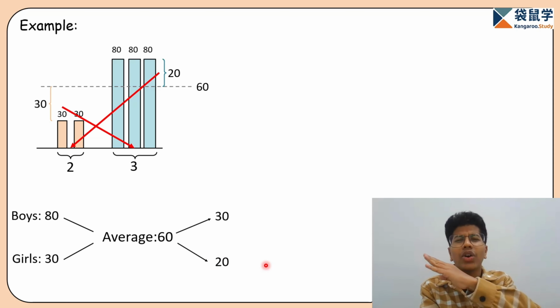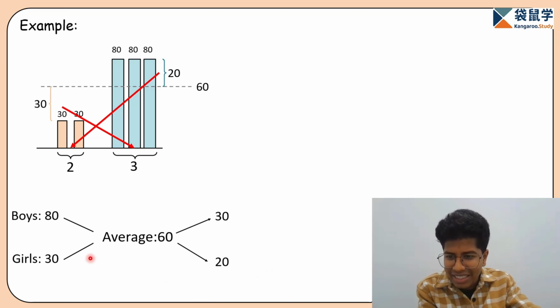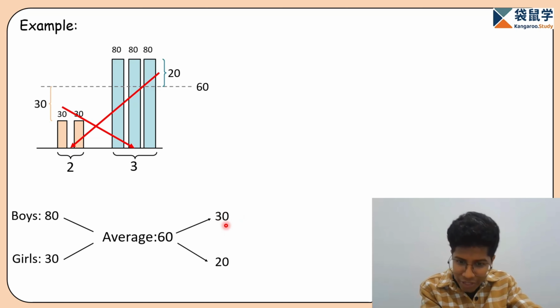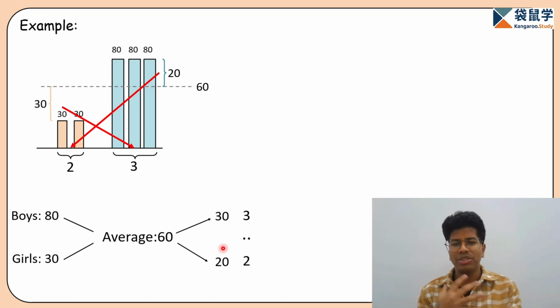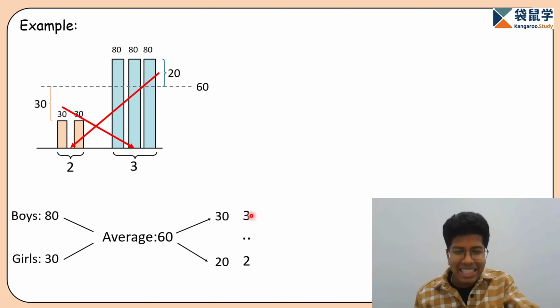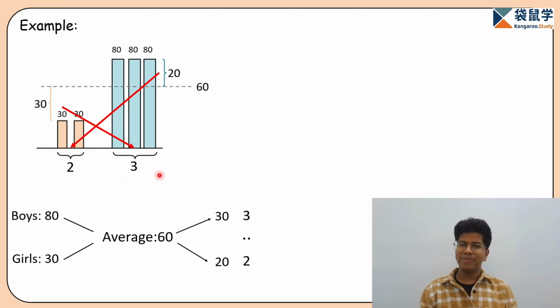In a cross, for girls, it's 30. From 30, they need to achieve 60. The average is 30. I wrote it down like this. Now 30 is to 20. If I convert this into a ratio, this simply becomes 3 is to 2. And this 3 is to 2 is nothing but the number of boys and the number of girls, that is 2 is to 3, right?